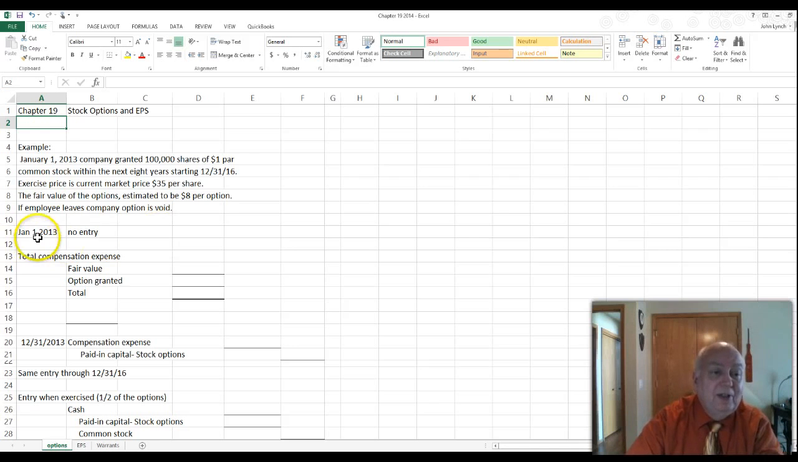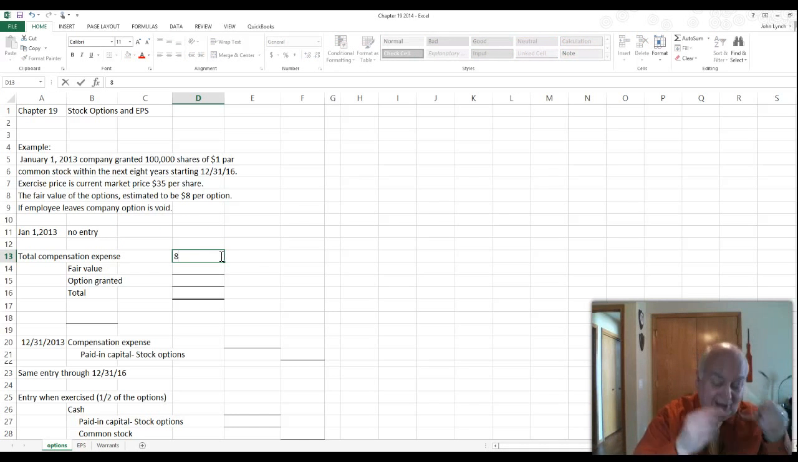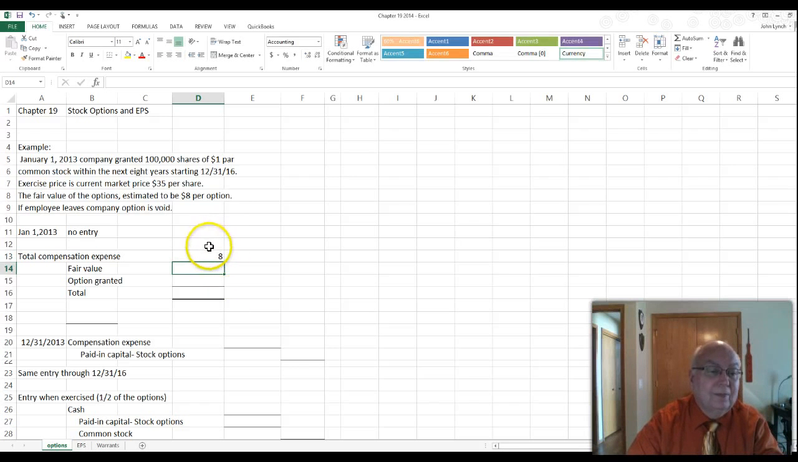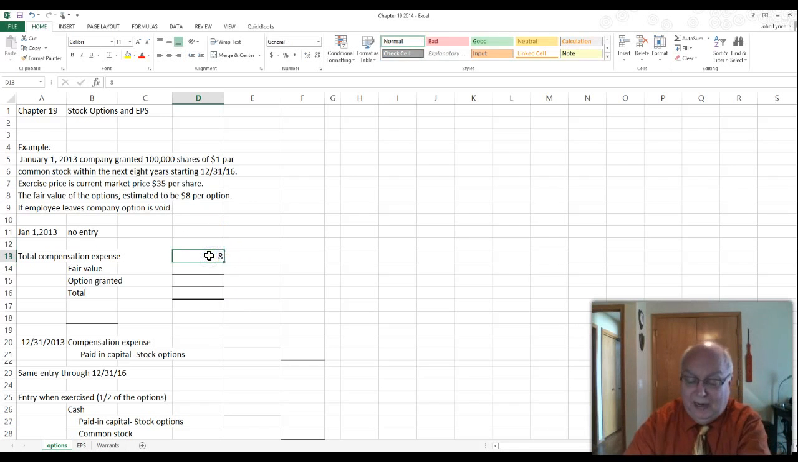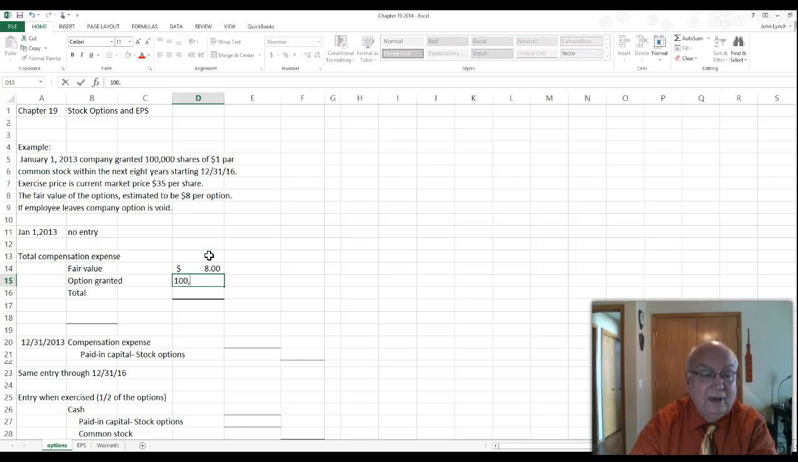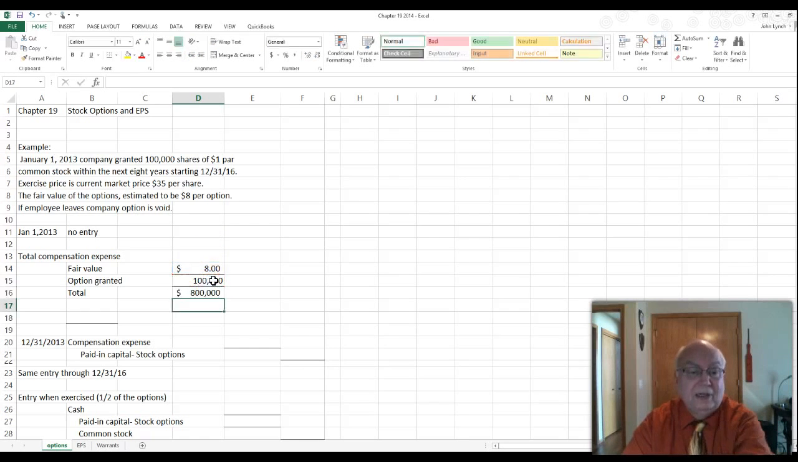So January 1st, there is no entry when you grant the options. However, we do need to figure out the compensation expense. So what we have here is $8. Options granted is 100,000. So that means that we take $8 times 100,000 to get $800,000. Okay, that's our total compensation expense.